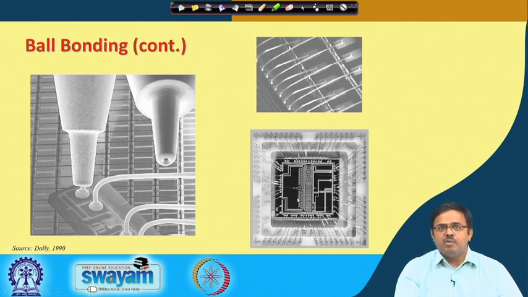Okay. And from the top view, you can see these wire bonds. These are the connection points on the periphery of the silicon or the chip, and then these are the connection points on the chip carrier or the substrate connected to the interconnect leads. Clear? So, this is ball bonding.